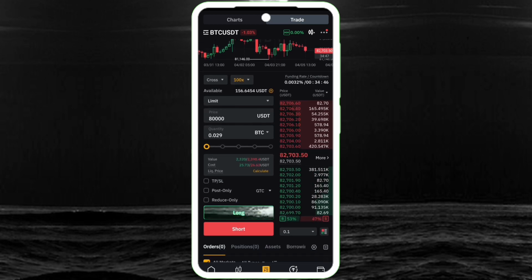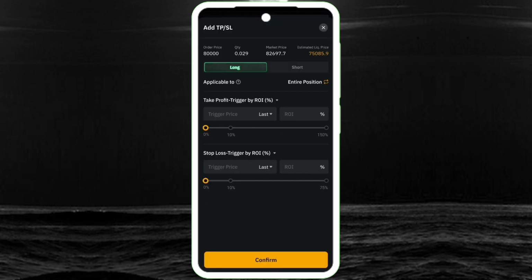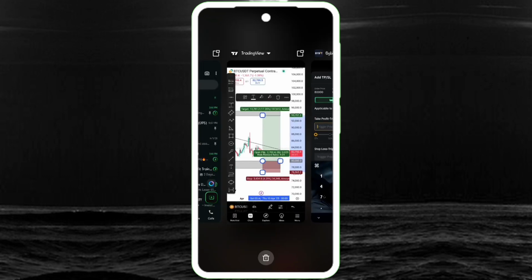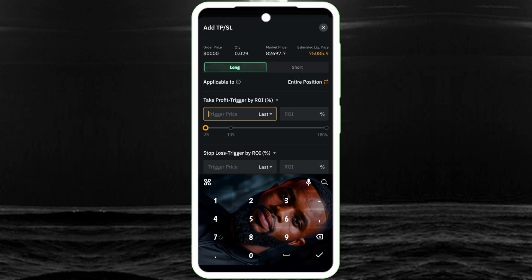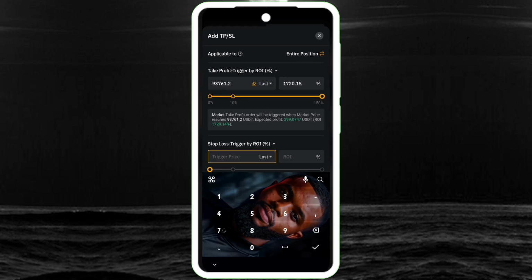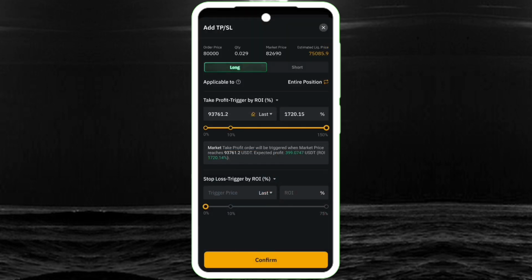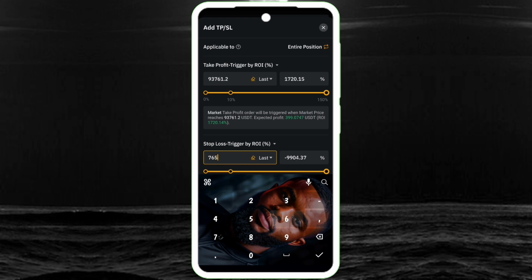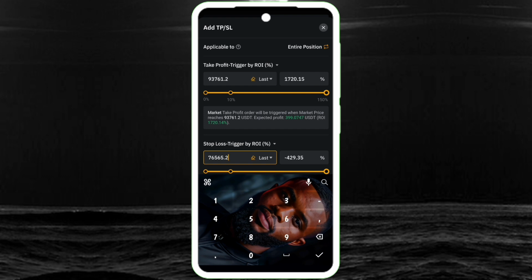The next step here is to click TP or SL. Tap on TP or SL. Now input the take profit. The take profit price here is 93,761.2. That's the take profit. The stop loss is 76,567.2.